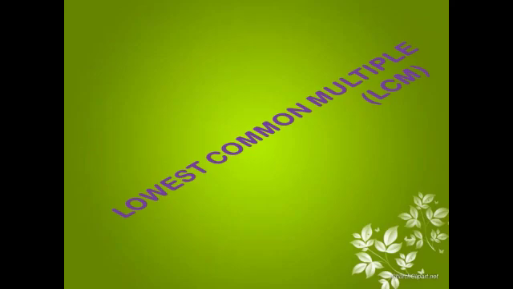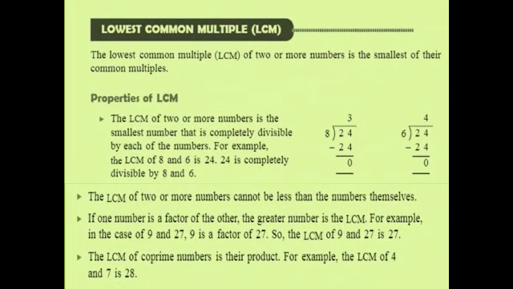Okay children, the next topic we are going to see today is the lowest common multiple or LCM. What is the lowest common multiple? The lowest common multiple of two or more numbers is the smallest of their common multiples. In 4th standard you would have studied, right? When you write the multiples of two different numbers, the smallest common multiple will be the LCM. So the same thing we are going to study this year also.